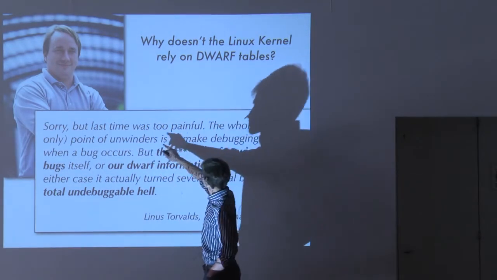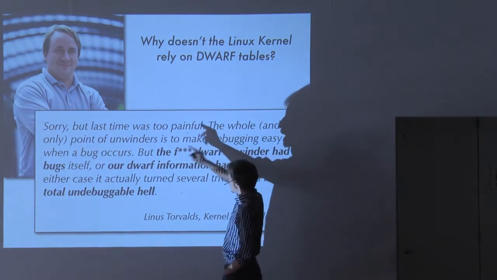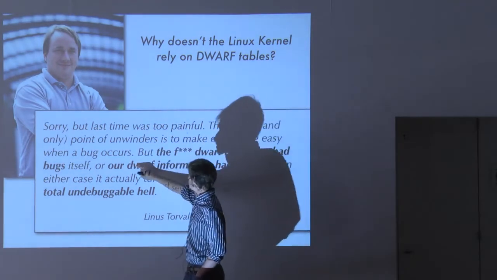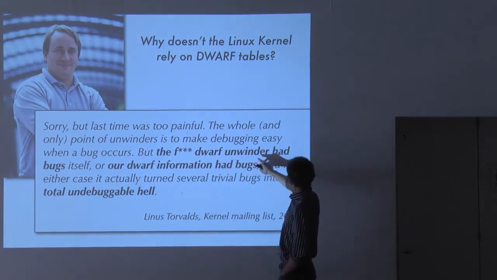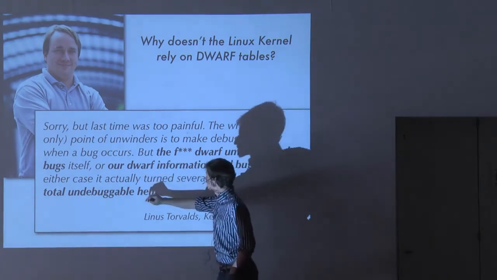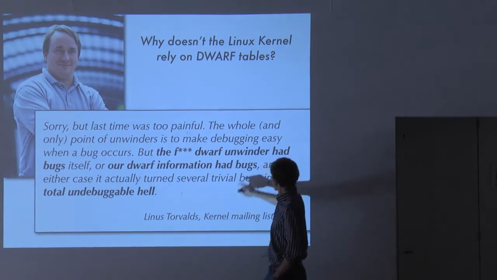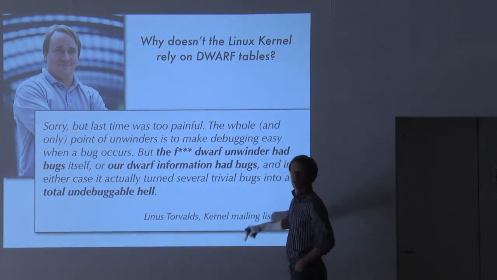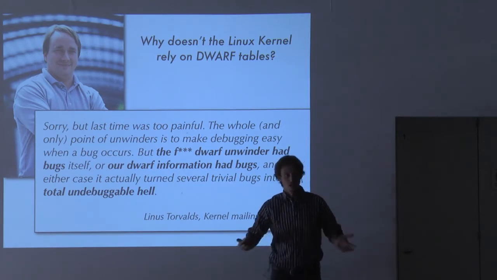Sorry, but last time we tried, it was too painful. The whole and only point of unwinders is to make debugging easy when a bug occurs. But the DWARF unwinder adds bugs itself, or our DWARF information adds bugs, and in either case, it actually turned several trivial bugs into a total undebuggable hell.